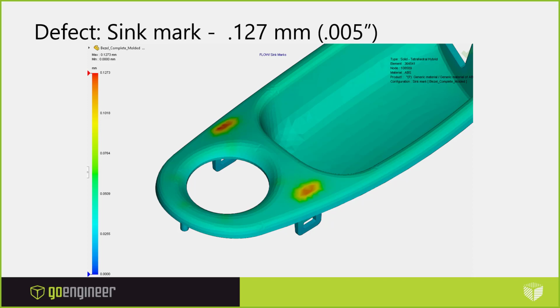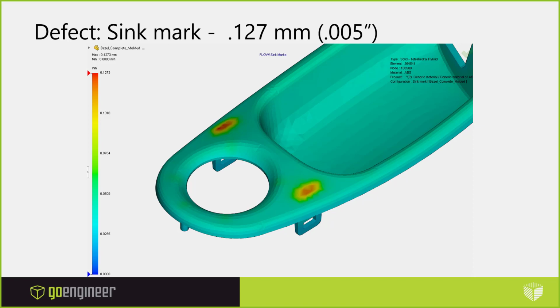Some things we could try to do to correct this would be increase our packing pressure and holding time. That's something we can also simulate, or that can be done at the machine. But that's going to lead to a longer cycle time, and it's also going to lead to inconsistent quality from batch to batch.